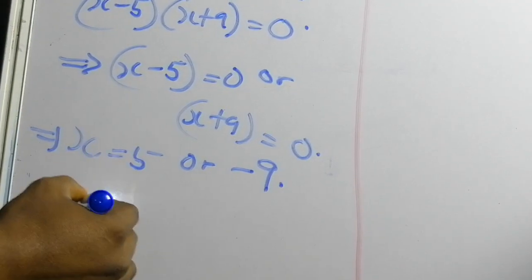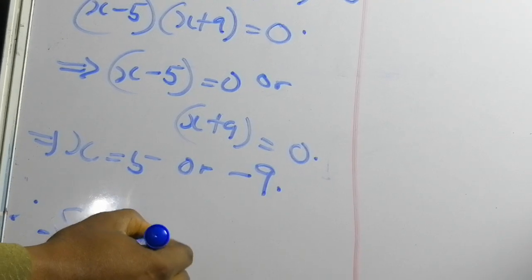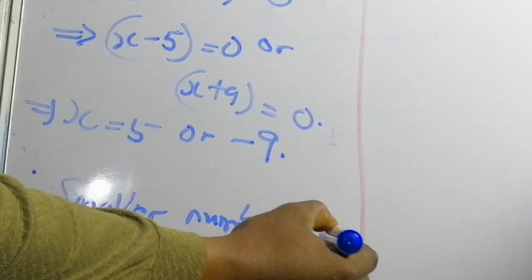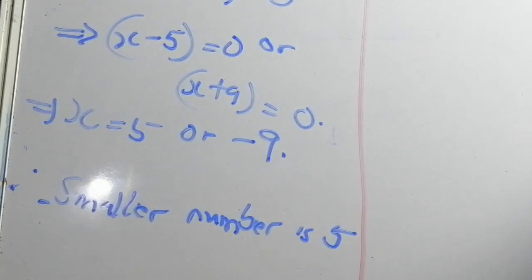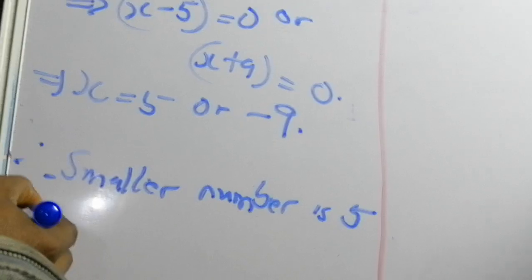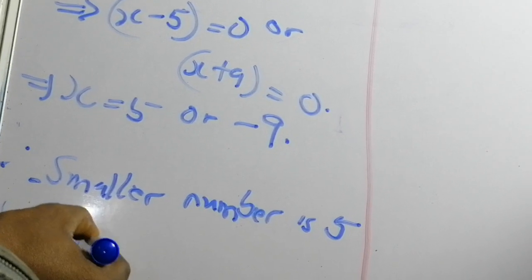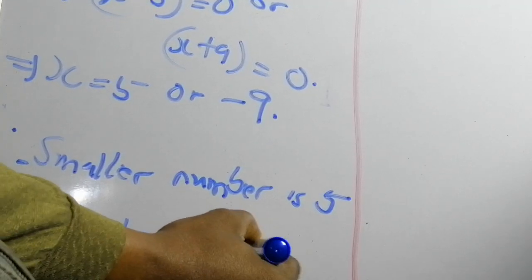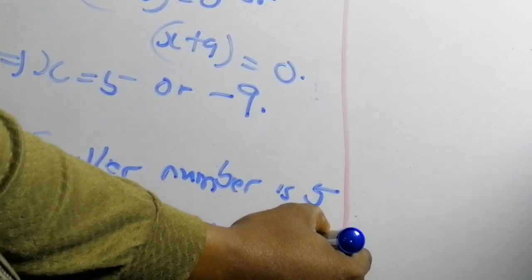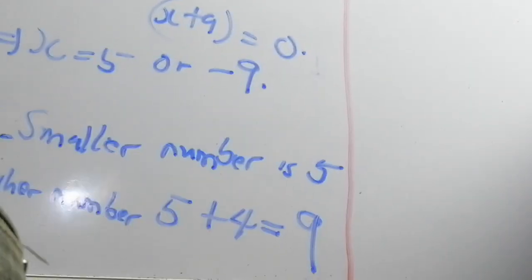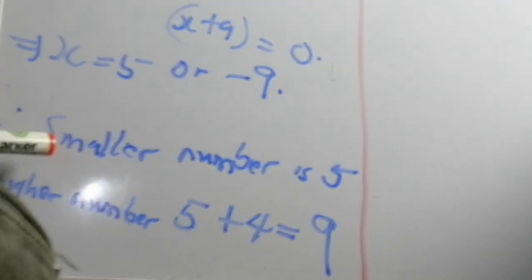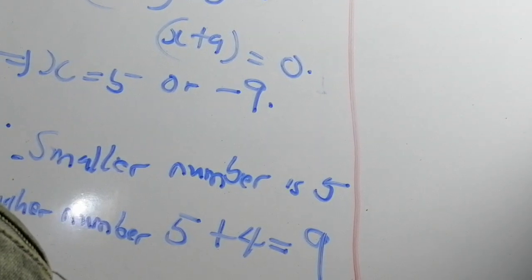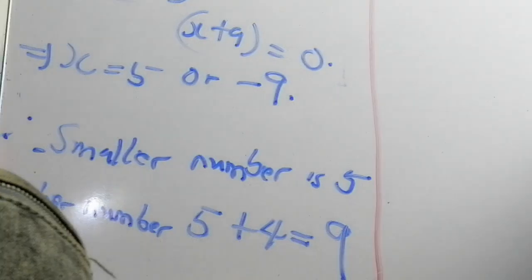the smaller number is 5. Then the higher number, like I've given you an example, is what? 5 plus 4, which is equal to 9. So it means that the smaller number is 5, the higher number is 9. It depends on the objective part or perhaps the theoretical part, but make sure you conclude.